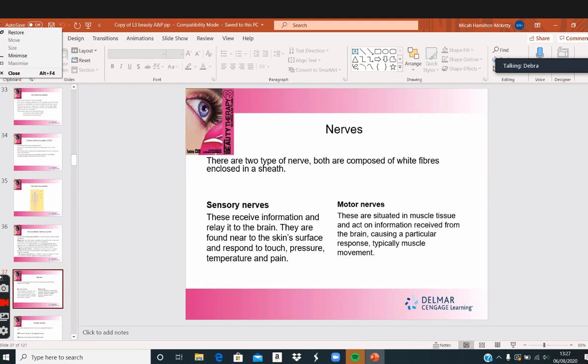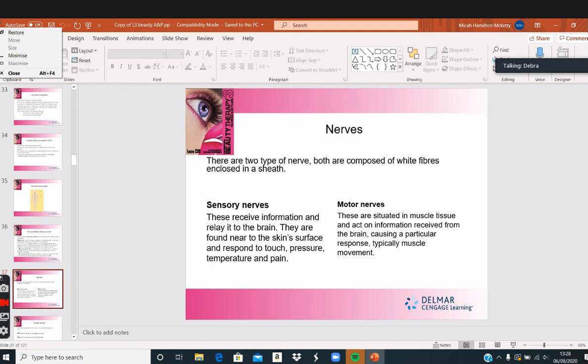So we've got sensory nerves. These receive information and then relay it to the brain. They are found near the skin surface and respond to touch, pressure, temperature, and pain. When we look at the skin, we will see those sensory nerve endings. That is what makes us aware of our environment. If I was a baby learning to walk and I touch the fire, it's hot, it hurts. It may take two or three times, but eventually it will register that that hurts and I can't touch that. Because it's making me aware.